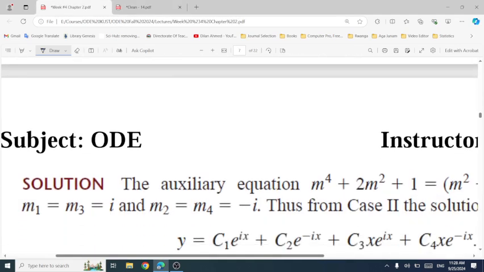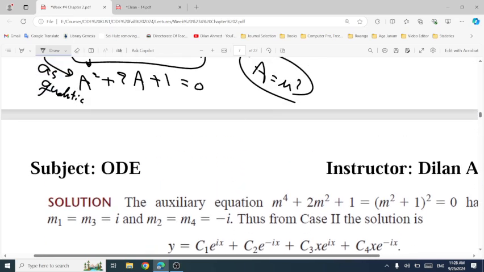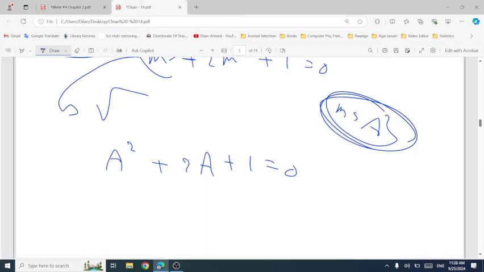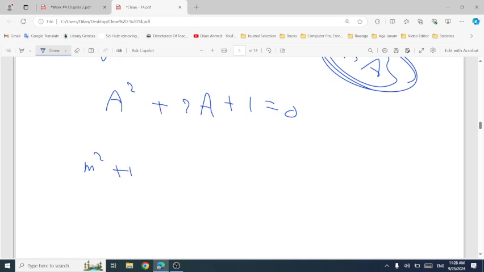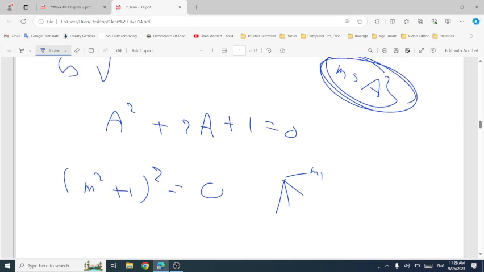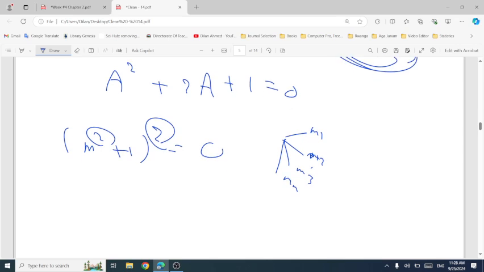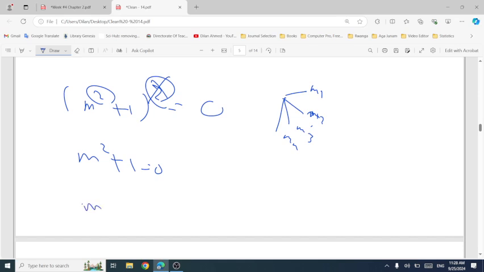So I'm going to check it directly. m squared plus 1, whole squared, equals 0. How many roots do we have? So m squared plus 1 equals, when I say take the root, I mean take a square root, or do one level. So m squared equals, so m equals what?